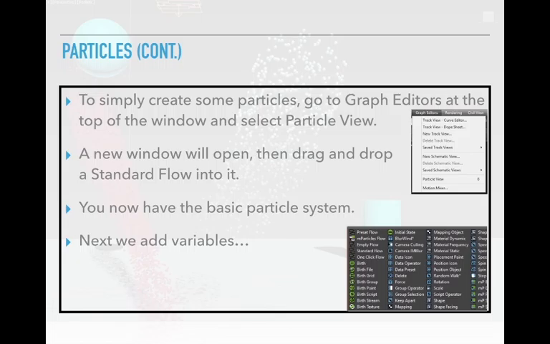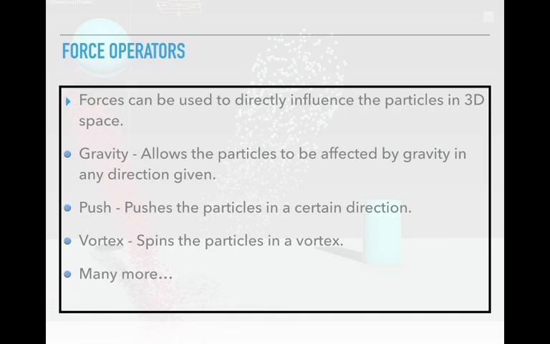To simply create particles, you go to the graph editor at the top of the window and select Particle View. A new window will open, and then drag and drop a standard flow into it. Standard flow can be found here. It's the fourth option down. You now have the basic particle system. You can scrub through the timeline and see particles will just fall out of it. Now we'll add some variables.